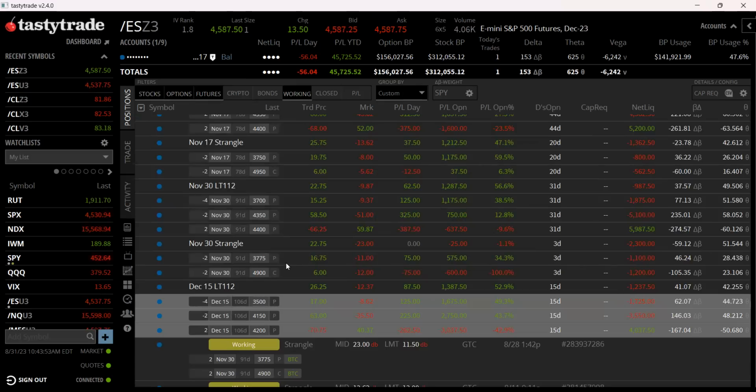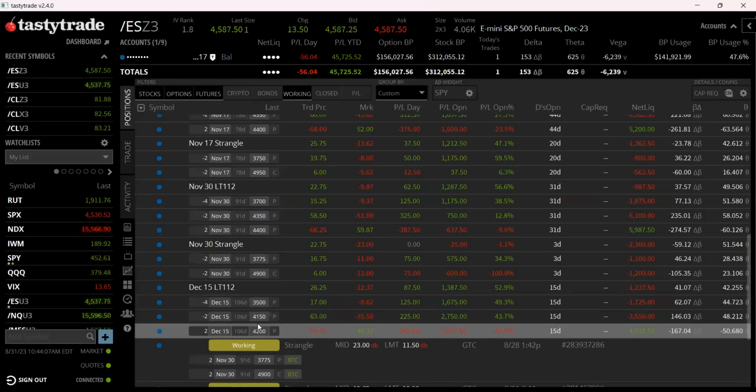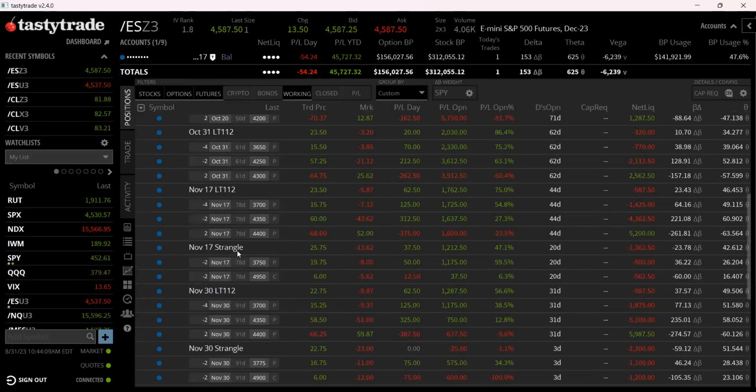And then here's the December, the most recent one that's 15 days old. Nothing to do here either, 49%. However, today should be a good day to add a long-term 112. So we're going to add a 112 today as well, and maybe even a strangle. So let's take a look at the two strangles we have.